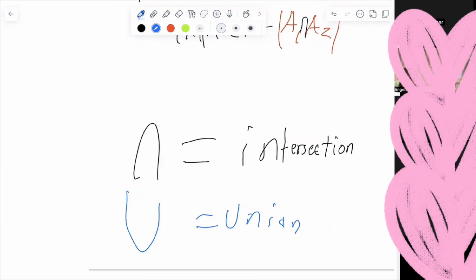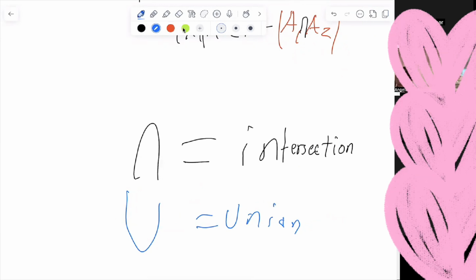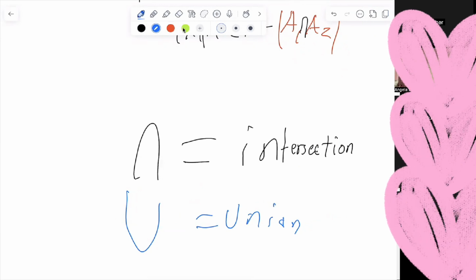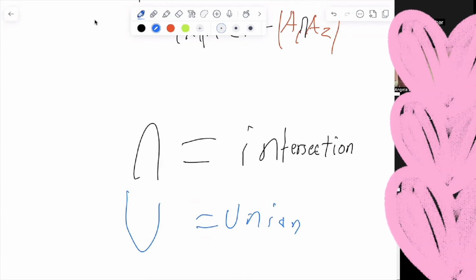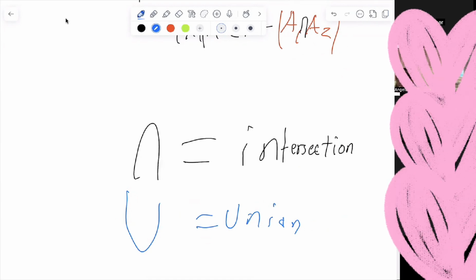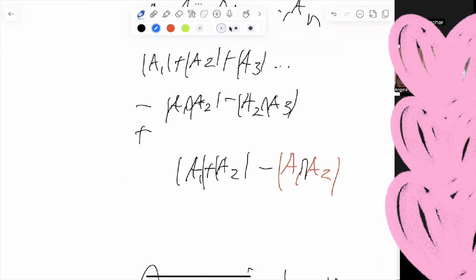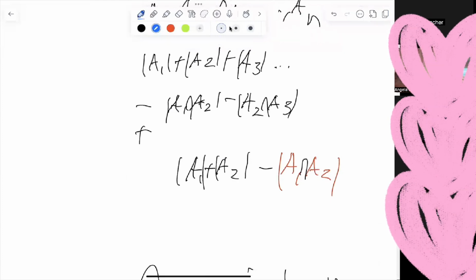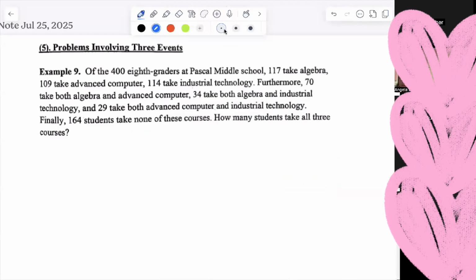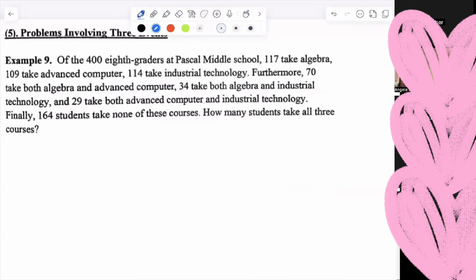So that's mostly what we're going to be using when we approach these problems, PIE, which makes life much easier. So we don't have to derive it all over again. So, let's move on to the lesson. It's going to be this example 9. So let's get started with it.